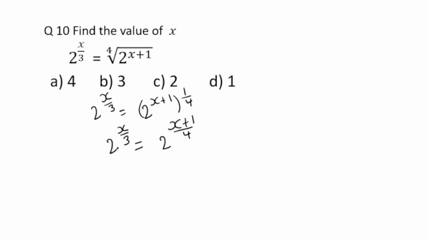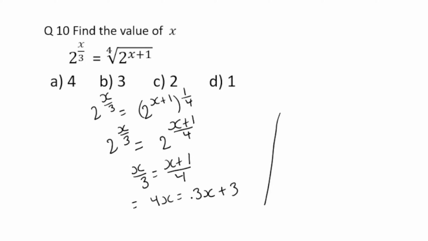Now we have the same base. If the bases are the same, the powers should be equal. x over 3 equals x plus 1 over 4. Now we have to cross multiply. 4 multiplied by x, 4x, equals 3 multiplied by x, 3x, plus 3 multiplied by 1, 3. When this 3x moves to the left side, it becomes negative. 4x minus 3x equals 3. 4x minus 3x is x, so x equals 3. The answer is B, 3.